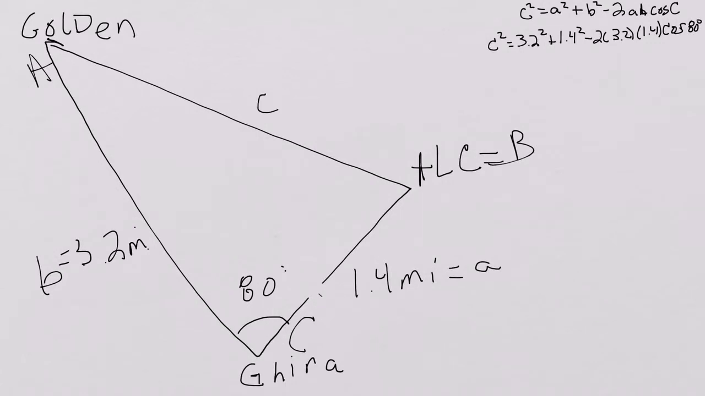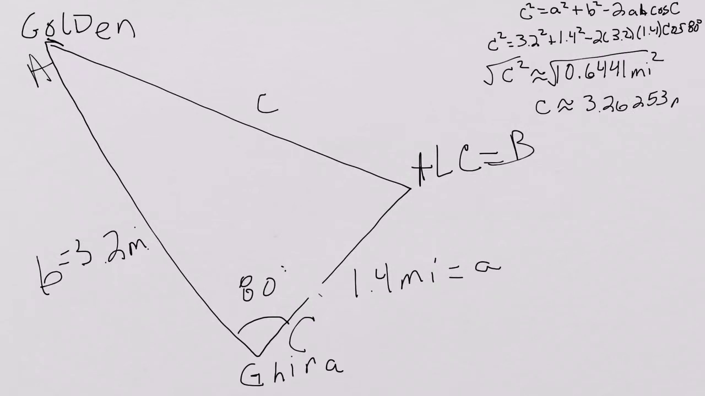Take all of that, throw it in the calculator. You get C squared is approximately 10.6441 miles squared. You take the square root of both sides. That's going to give me C is approximately 3.26253 miles.